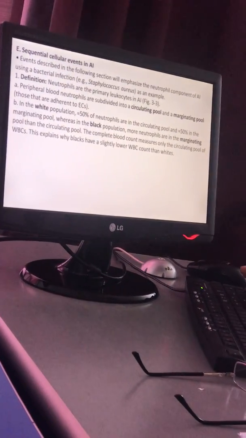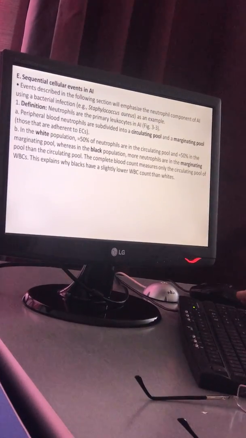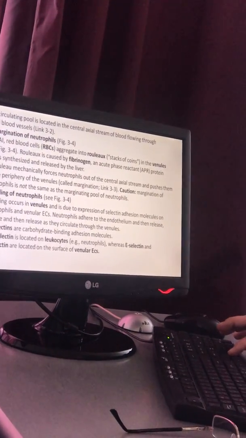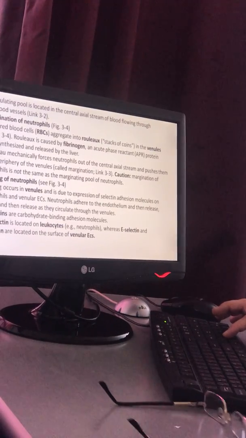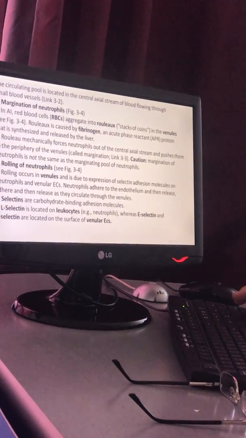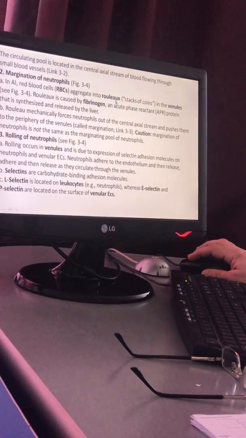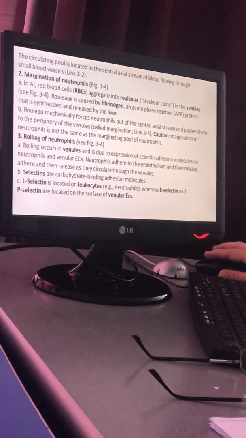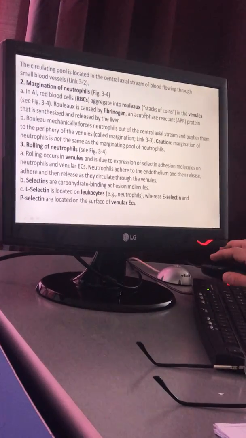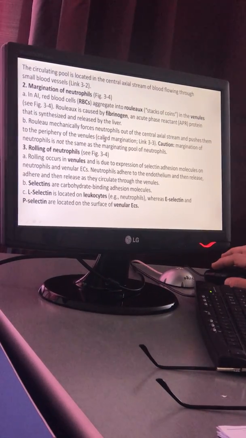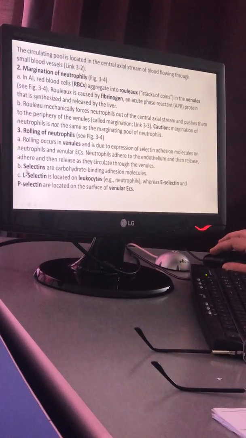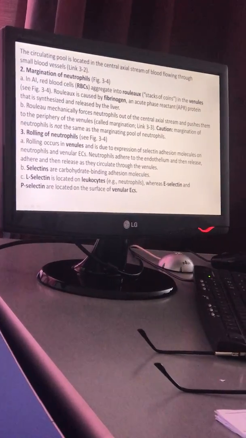edema. And the sequential cellular events in acute inflammation, I explained to you about this. So margination of neutrophils. I explained the rouleaux formation due to increased fibrinogen, which causes binding of red blood cells to each other, making the rouleaux formation, which mechanically forces the neutrophils toward the vascular wall. It causes margination, and then rolling, the importance of the molecules selectin, L-selectin, E-selectin, P-selectin.